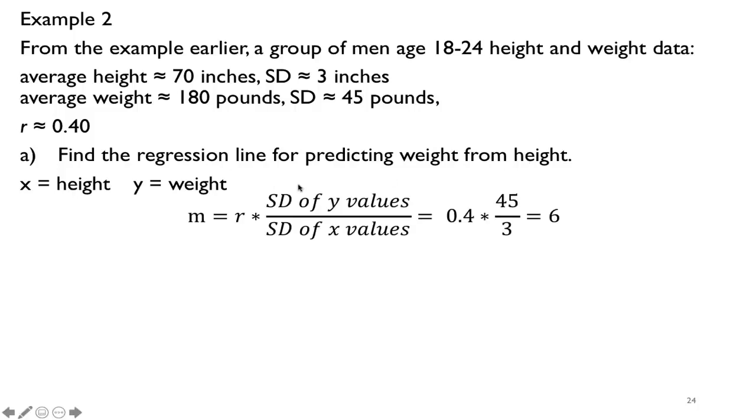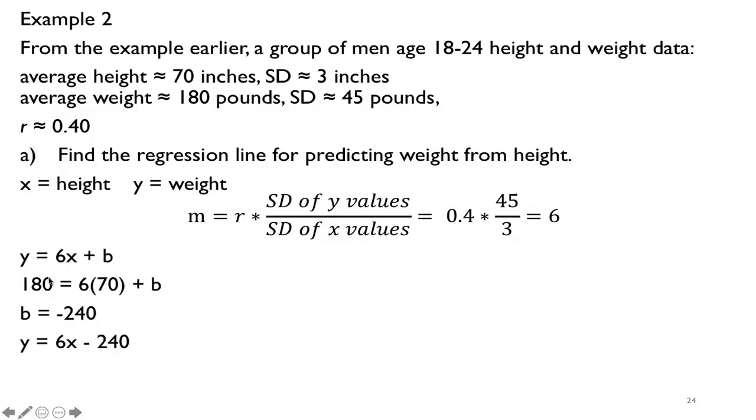And again, here's the slope equation. R is 0.4. The spread of the y values, which is the weight, is 45. The spread of the x value, which is the height, is 3. So my slope is 6. And to find b, I plug in the point of averages, which is 70, 180. 70 is for the height, the average height. 180 is the average weight. My b is negative 240 if I solve for b. And then my function is y is 6x minus 240.